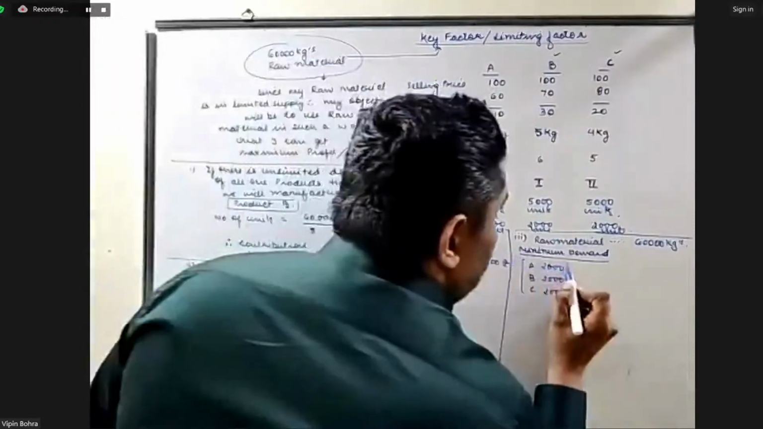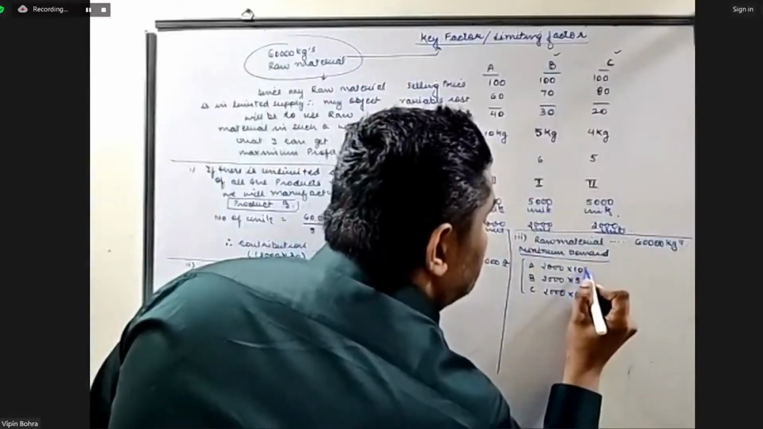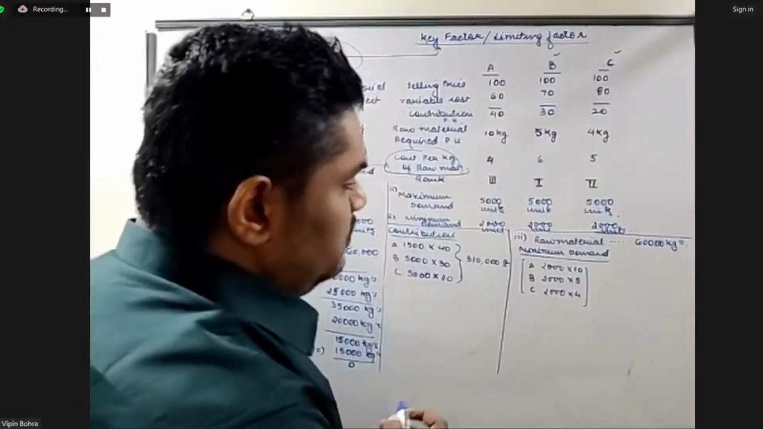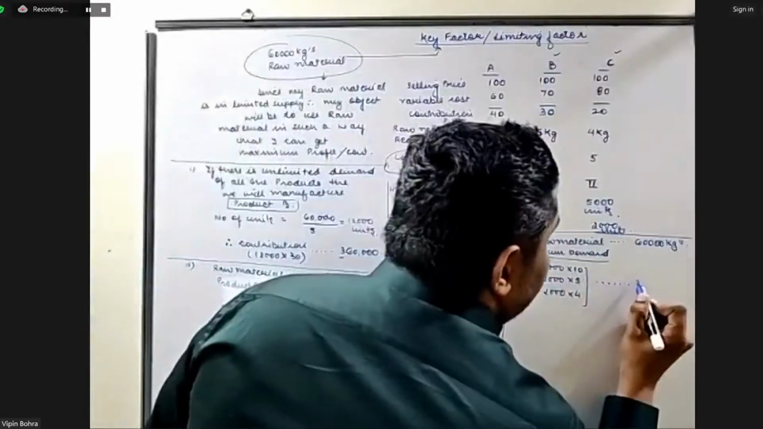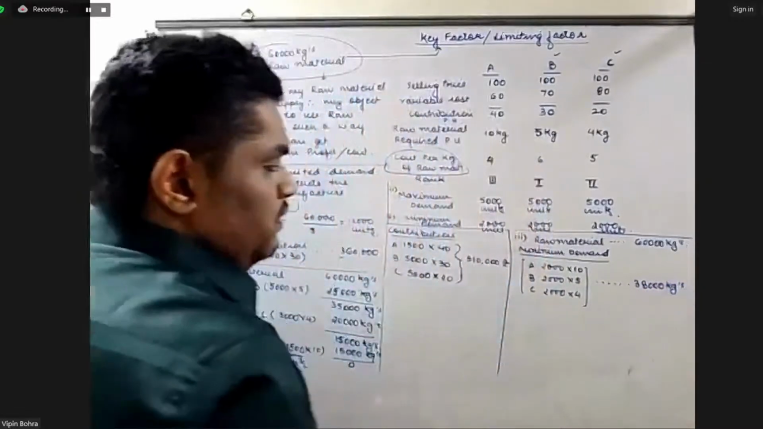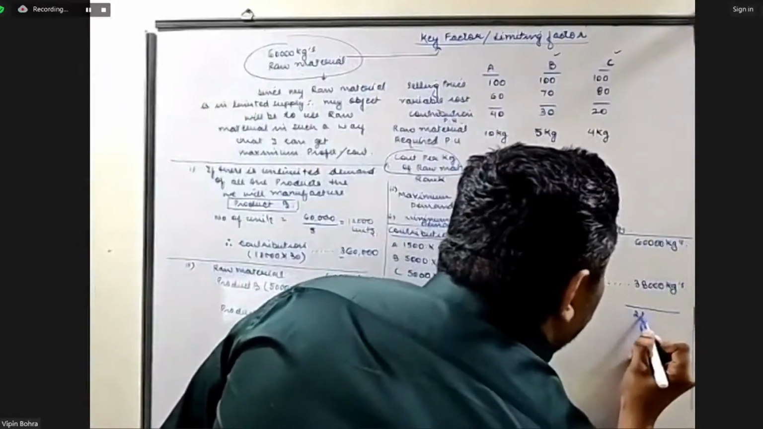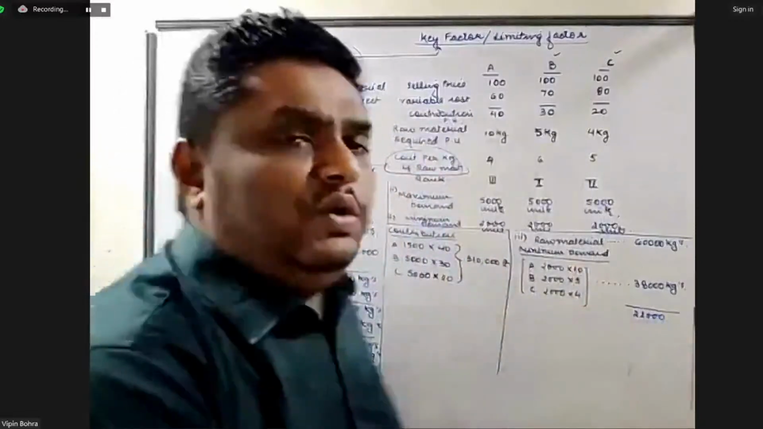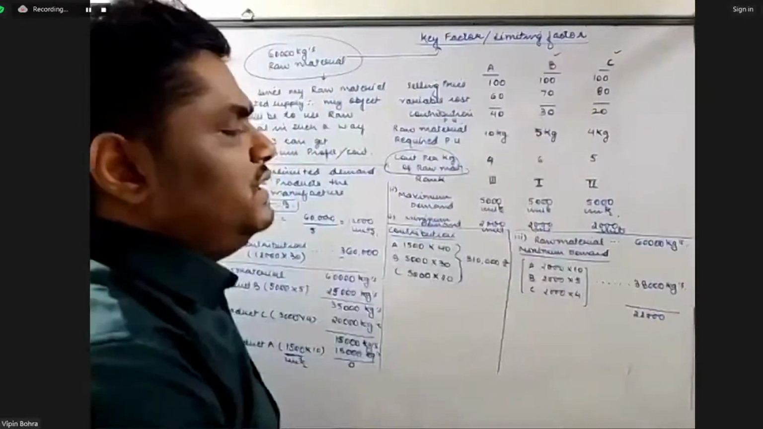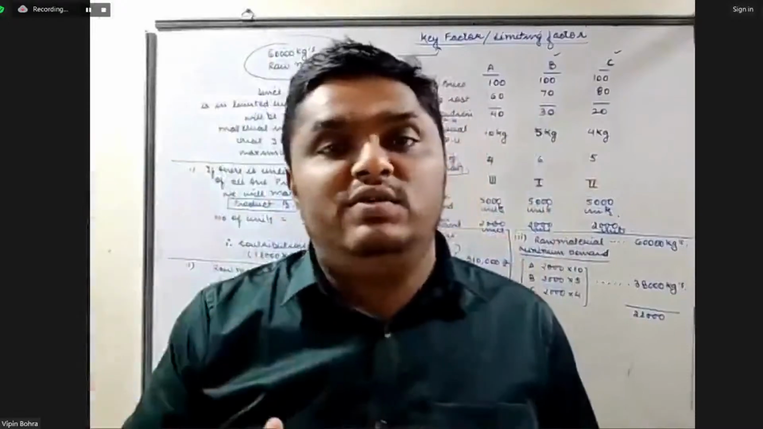So 2000 into 10 kgs, 2000 into 5 kgs, 2000 into 4 kgs. So 20 plus 10, 30. So we are done with 38,000 kgs. So still we are left out with 22,000 kgs. Of these 22,000 kgs, we will first manufacture the remaining 3,000 units of product B.